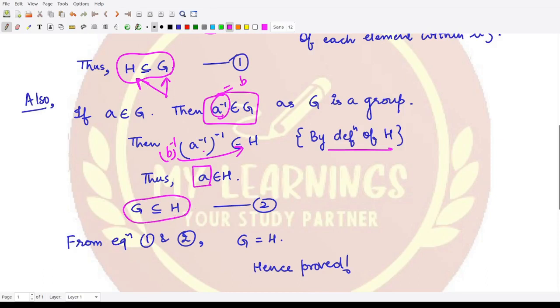So from equation 1 and equation 2, we can clearly say that the set G is equal to the set H. Hence, this is what we needed to prove here.